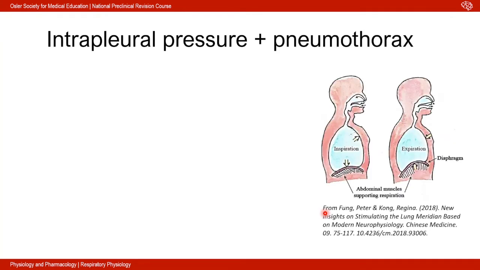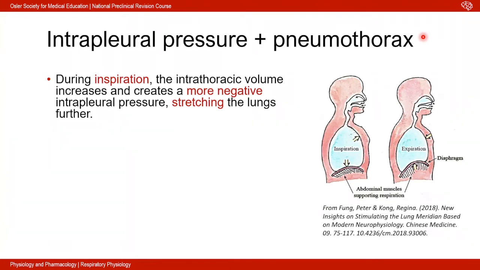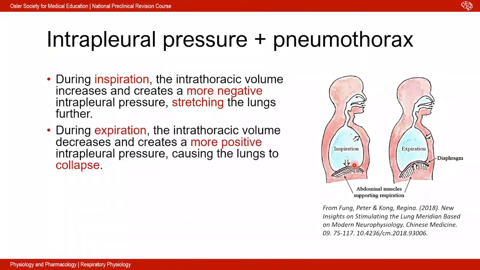Right, so talking a little about a clinical case that we can see on the wards. We've got pneumothorax. We'll talk a bit about why this happens and why it's a problem. During inspiration, the intrathoracic volume increases. You can see the arrows pointing out here. And this creates a more negative intrapleural pressure, so the lungs are going to be stretched out more. Whereas during expiration, this volume decreases, and it creates a more positive pressure because the lungs will collapse.